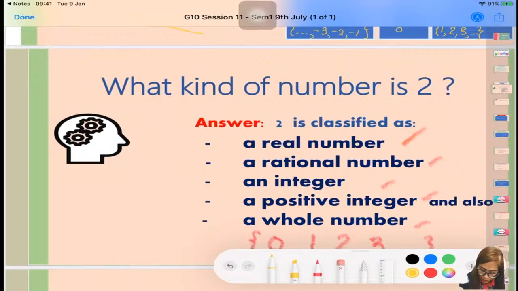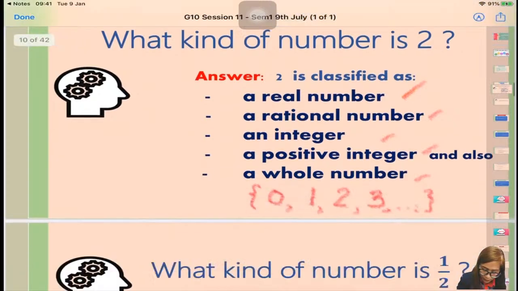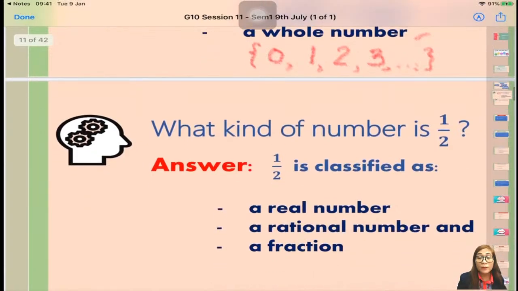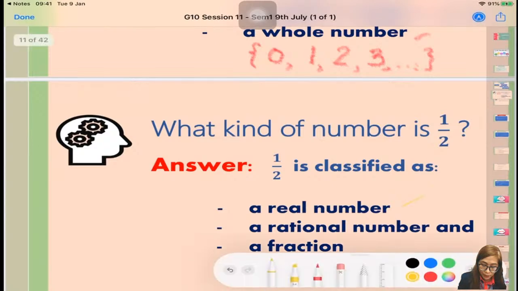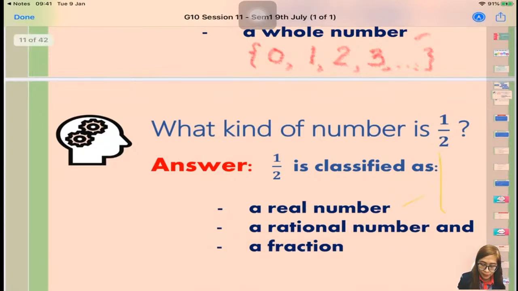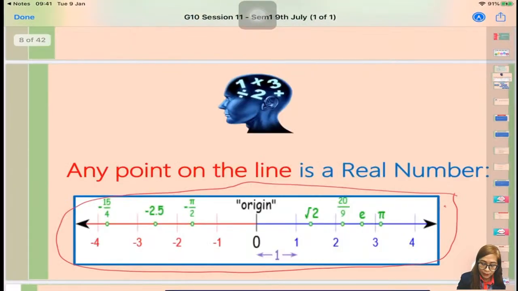Let's move on to the next one. What kind of number is 1/2? 1/2 is a real number. It's a real number, a rational number, and also a fraction.